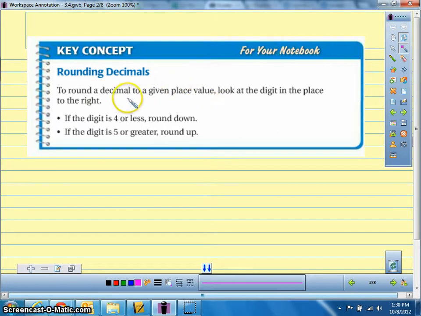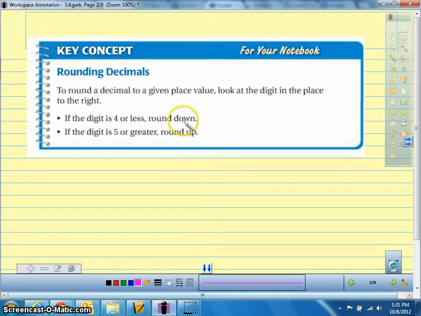When we're looking at rounding decimals, the thing we need to remember is that to round a decimal to a given place value, you always need to look to the digit that's to the right of that place value. If that digit is 4 or less, that means we're going to round the digit down. If the digit to the right of your given place value is 5 or more, we're going to round it up. So that means if it's a 4, a 3, a 2, a 1, or a 0, we're going to round it down. If it's a 5, a 6, a 7, an 8, or a 9, we round it up.